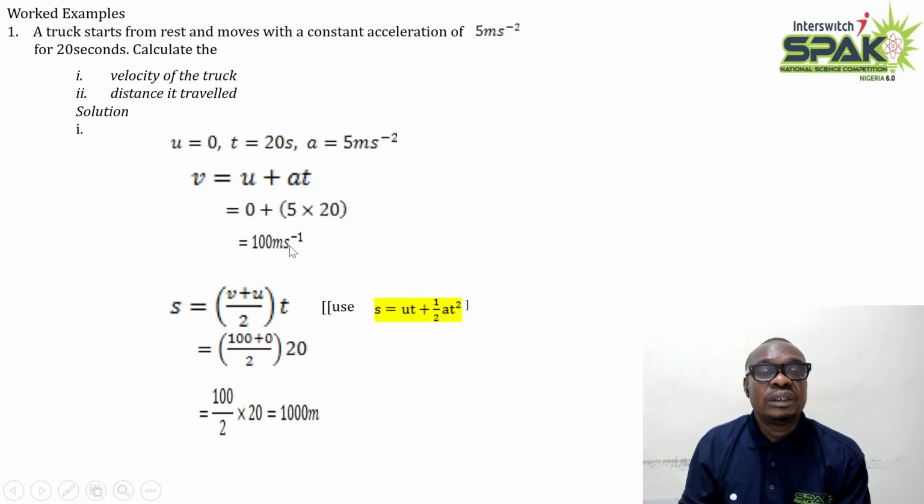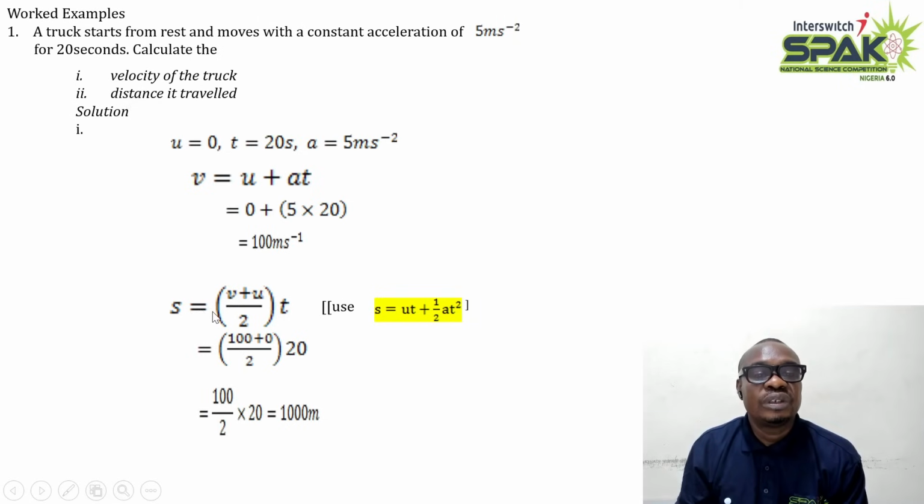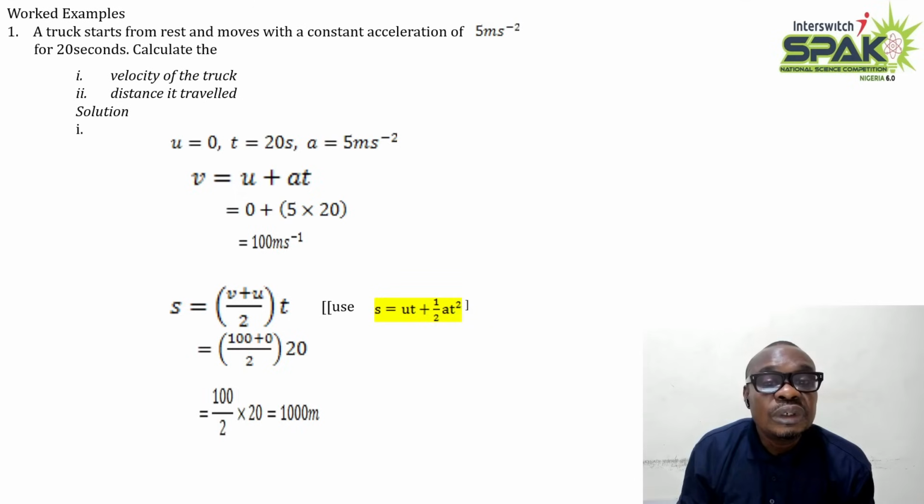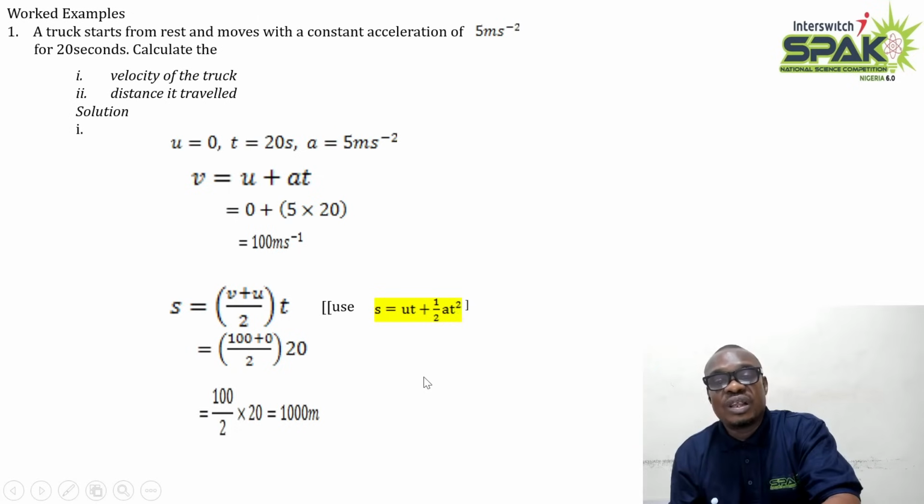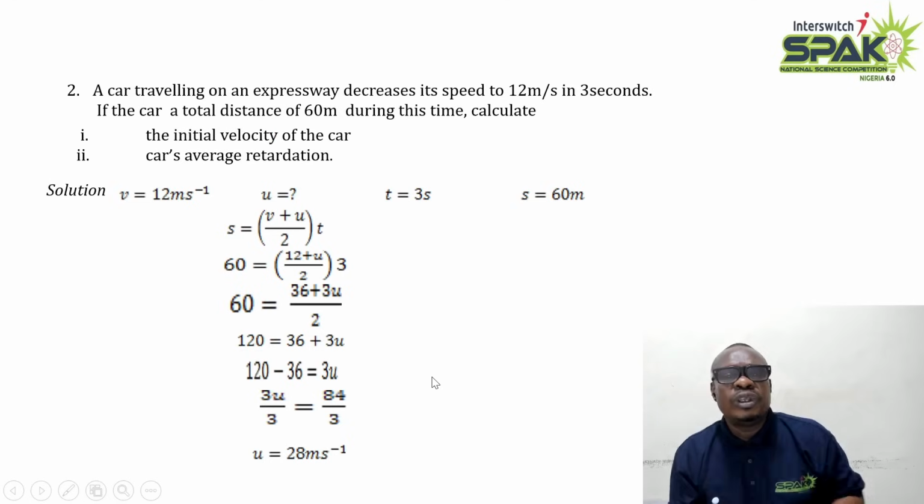100 meters per second. Then to determine the distance it traveled, we have s equals (v plus u) all over 2, times t. So in the long run, we now solve and we have this. But then we can see this equation as well. We have distance, we have initial velocity, we have time. Do we have the acceleration? Yes, we have the acceleration a, which is 5. Then we have our time, so we can make use of this formula, and we still have the same answer. So that shows a clear understanding of the use of the equation.